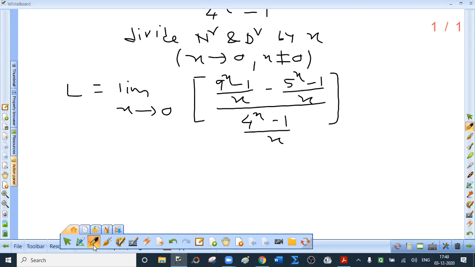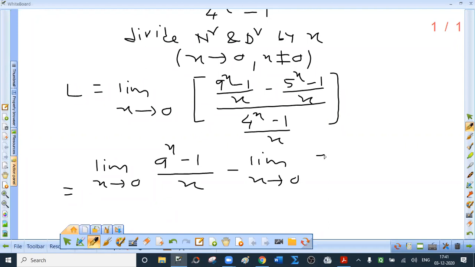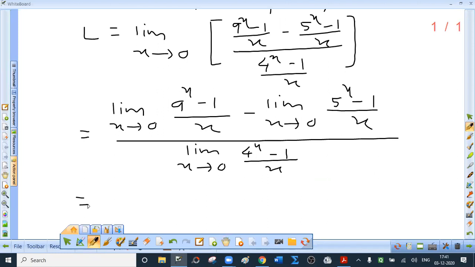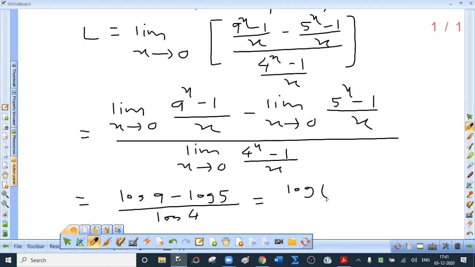And what is limit of difference? Difference of limits. So this is nothing but limit x tends to 0, (9 raised to x minus 1) upon x, minus limit x tends to 0, (5 raised to x minus 1) upon x, divided by limit x tends to 0, (4 raised to x minus 1) upon x. So this is (log 9 minus log 5) divided by log 4. Now use laws of logarithm. So log of 9 upon 5 upon log 4. So this is the final answer.